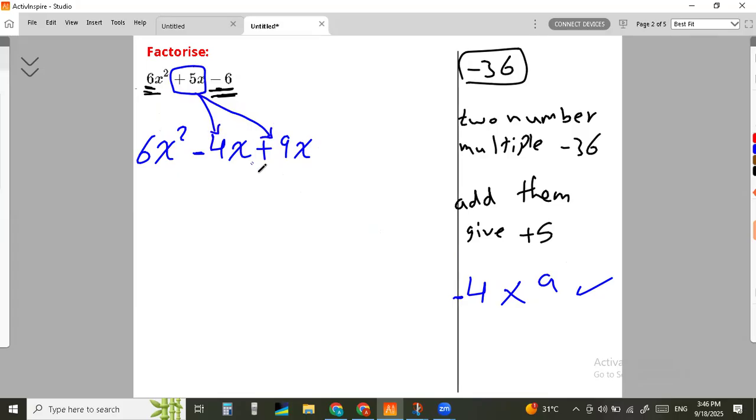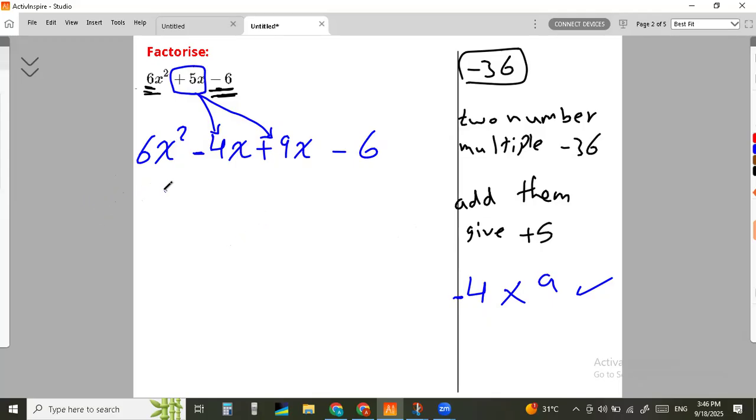Mister, where did you get these from? The negative 4 and the 9. I got them from here, the numbers that we agreed on. Negative 4 times 9 will give me the negative 36 that we agreed on. Negative 4 plus 9 will give me the positive 5. So I broke positive 5x into negative 4x and positive 9x, and bring down the minus 6 as it is. Good? Very good. All right.